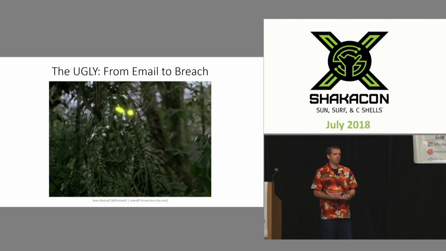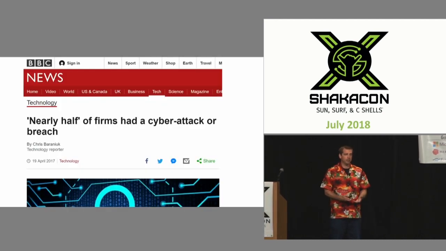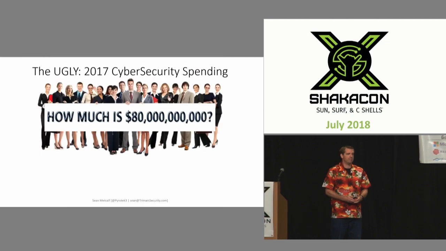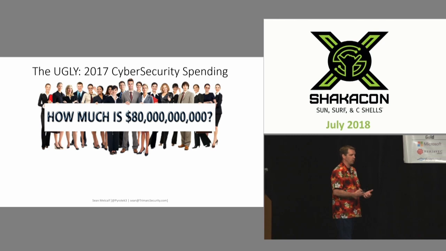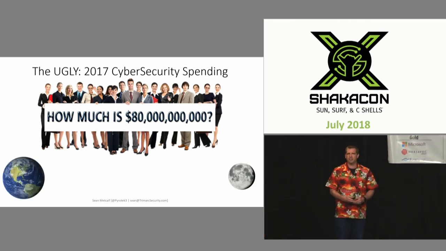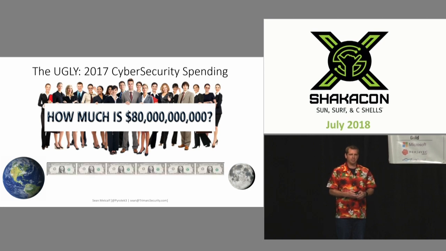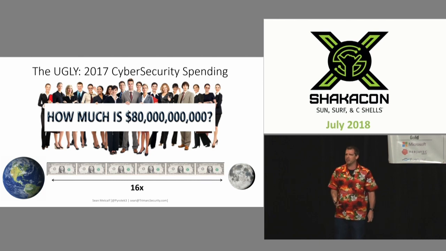We end up with a situation where we have Predator hiding on our network and we can't see it. And a year ago, there was an article that said that nearly half of firms had a cyber attack or breach, which is pretty bad. And this was in a year that about $80 billion was spent on cybersecurity. So how does that make me feel as a person who works at a company that works with other companies? I kind of feel like when you're talking about $80 billion, you're talking about taking a dollar stacked end to end and then going 16 times back and forth. That's a lot of money.